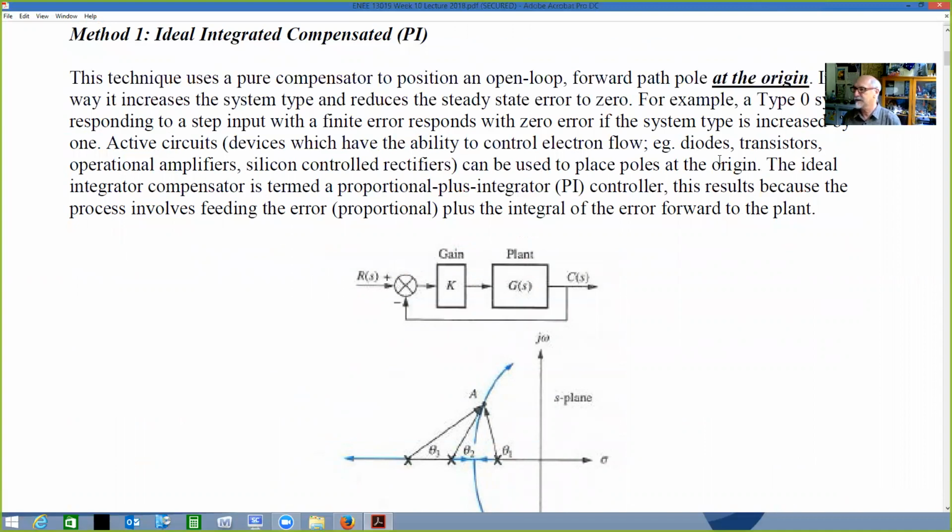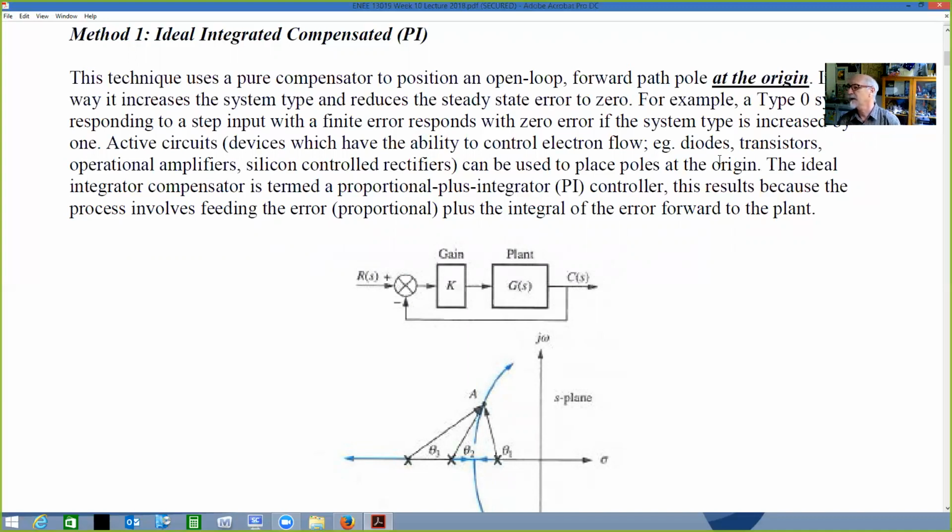In this way, it increases the system type and reduces the steady state error to 0. For example, a type 0 system responding to a step input with a finite error responds with 0 error if the system type is increased by 1. Active circuits, things like diodes, transistors, op-amps, SCRs, anything that has the ability to control electron flow, can be used to place poles at the origin. The ideal integrator compensator is termed a proportional plus integrator, or a PI control.